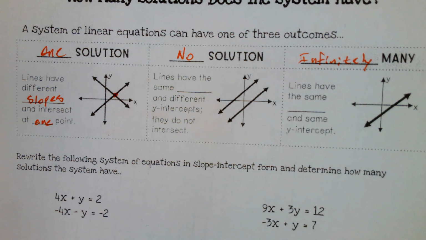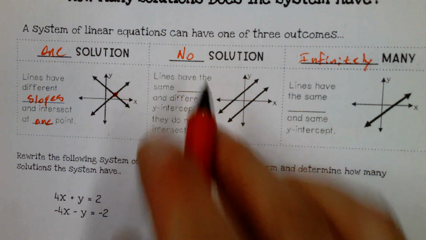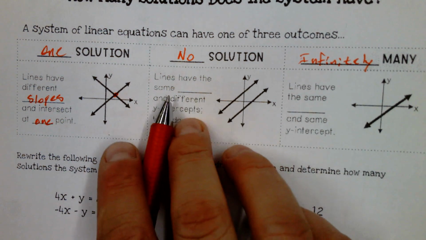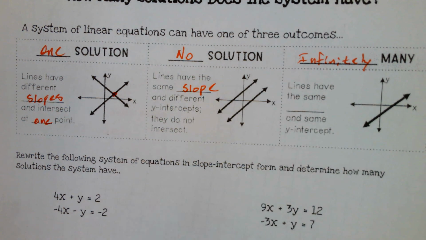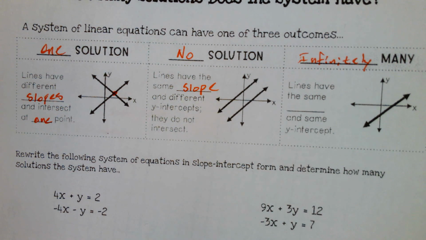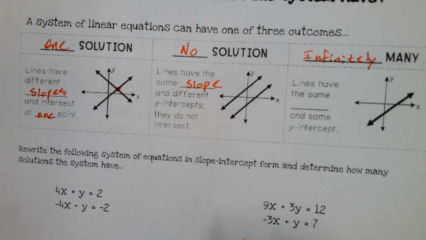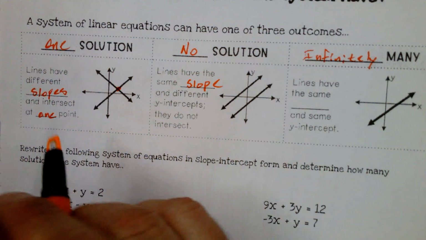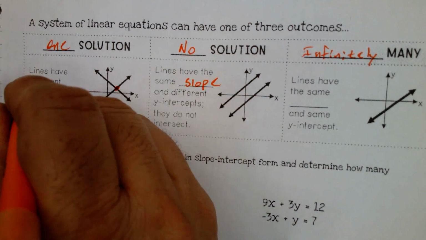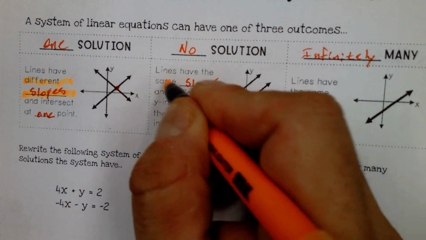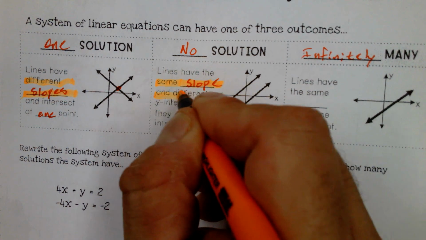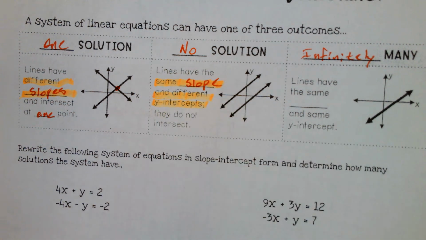Now, every so often, the two lines are going to be parallel. Since they never touch, there's no solution. And these lines are going to have the same slope and different y-intercepts. So if you have a highlighter, or if you want to underline this, this is going to be the main point. One solution happens when you have different slopes. No solution happens when you have the same slope and different y-intercepts.